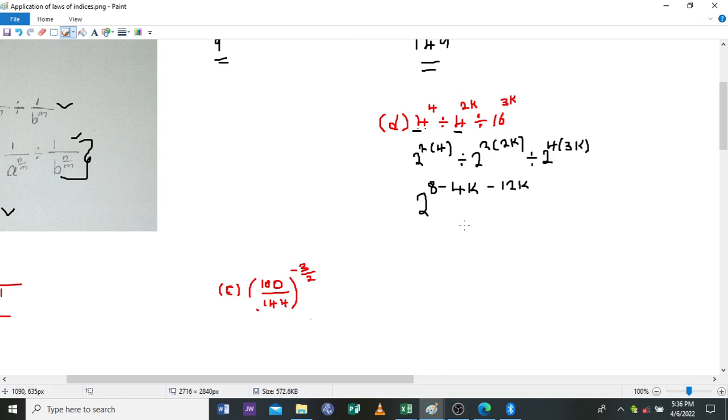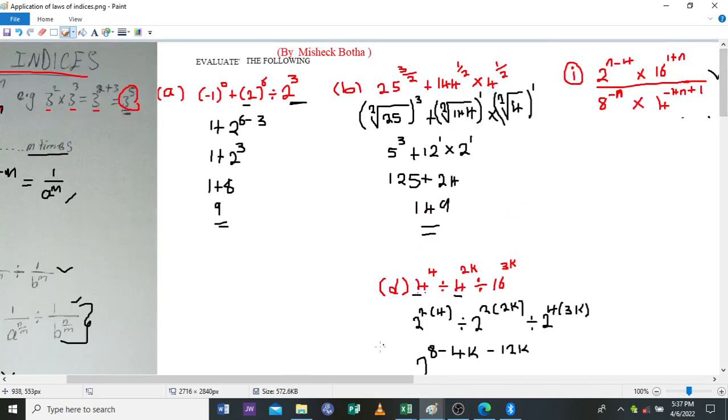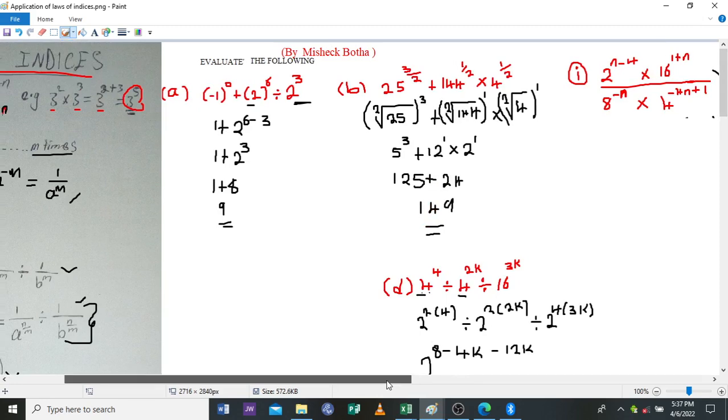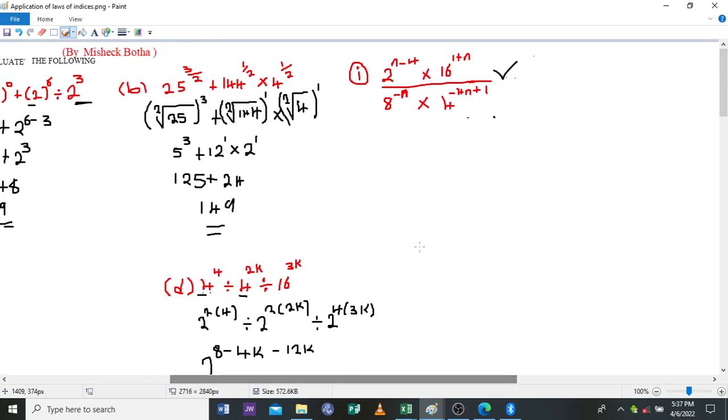Now simplifying this further, we are going to have 8, that's 8. Now negative 4k minus 12k, that will give us 16k. So minus 16k, right? We can't go any further than this, so it ends there. Good. Okay, let's now answer this one, right?